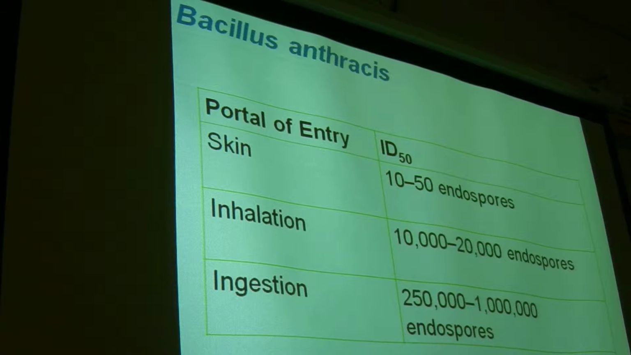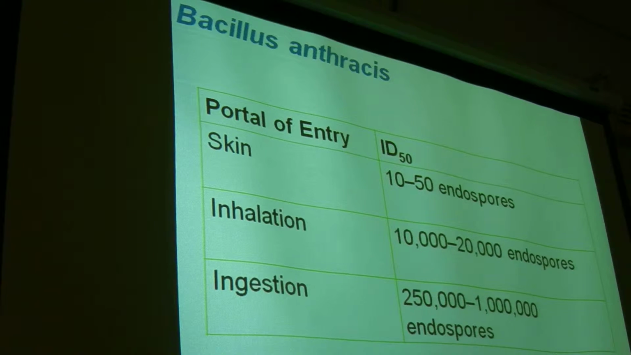So here's the ID50 of Bacillus anthracis. You can probably figure out what disease we're talking about here: anthrax. Anthrax is caused by the endospores of this bacteria. That's the infectious part. It's not the bacteria itself, it's the endospore from the bacteria.